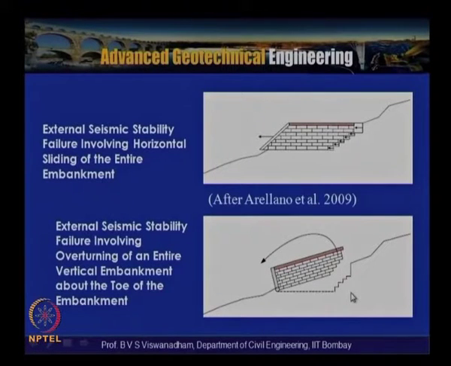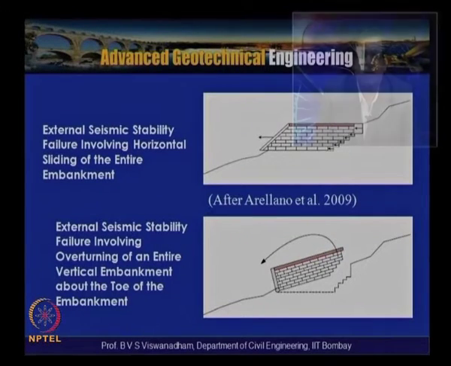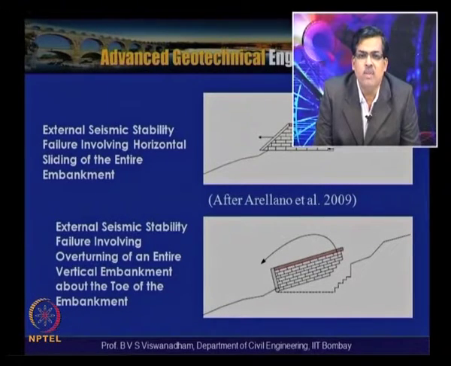The figure below in this slide shows the external seismic stability failure involving the overturning of an entire vertical embankment about the toe of the embankment.